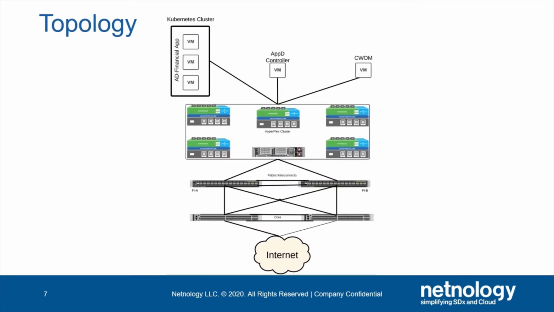Here is a high-level topology. For this demonstration, we have a HyperFlex cluster that is running vCenter 6.7 and ESXi host of 6.5. Here is where both on-prem CWOM and AppDynamics are deployed to. We also have a single-node Kubernetes cluster where our AD Financial application is deployed in. All of these are connected to a set of fabric interconnect switches, which then uplink to a set of core switches to the rest of the network.